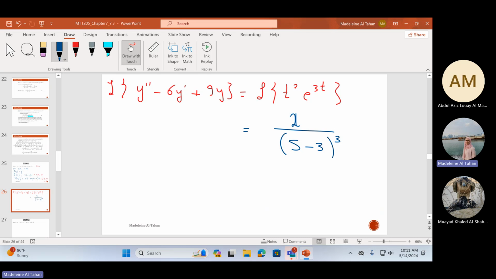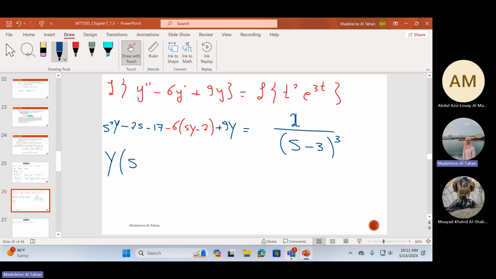Laplace of y double prime. We will put s squared Y minus 2s minus 2s only, right? Minus 7y(0), and minus 2 at minus 7. And 6y prime, so 6 times s Y minus 2. And this one plus 9, plus 9 capital Y. Right, miss?